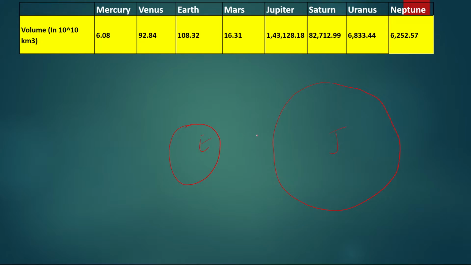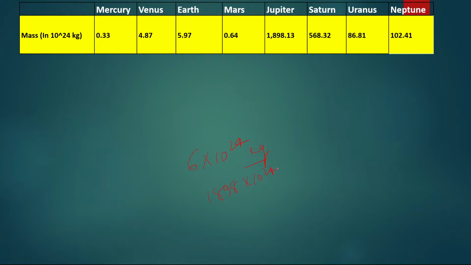So this is the volume. Now we will find mass. Mass here means which planet is heavier. Earth has around 6 into 10 to the power 24 kg, and you can see Jupiter is 1898 into 10 to the power 24. So you can find that Jupiter is around 300 times heavier than our planet. So this is a comparison.